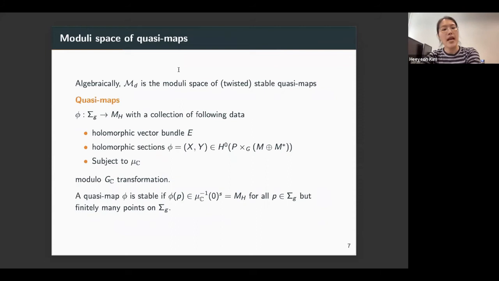Algebraically, we can say that this moduli space MD is a moduli space of stable quasi-maps. So what are quasi-maps? A quasi-map phi into the target space MH, the Higgs branch of the theory, is a collection of the following data. The first is the holomorphic vector bundle, and the second is the holomorphic sections phi, which come from the hypermultiplets of the theory, and these are subject to the complex moment map of the theory. The quasi-map phi is called stable if the image of this map lies in the stable locus of the target for all but finitely many points on the Riemann surface. So this stability condition of the target space can fail at a finite number of points, which are essentially the centers of the vortices on the Riemann surface.